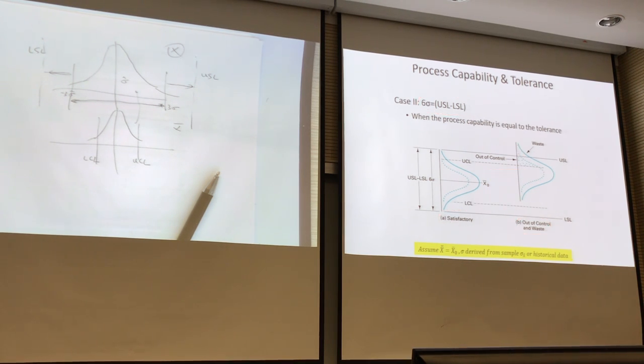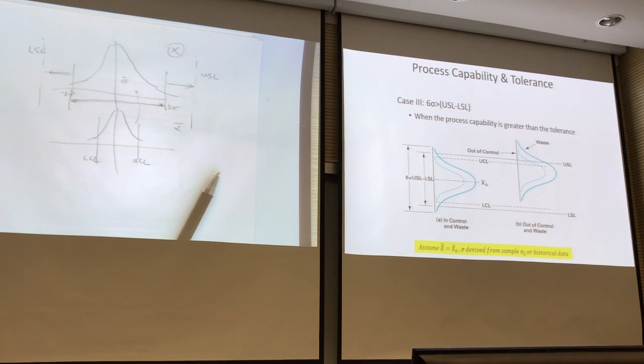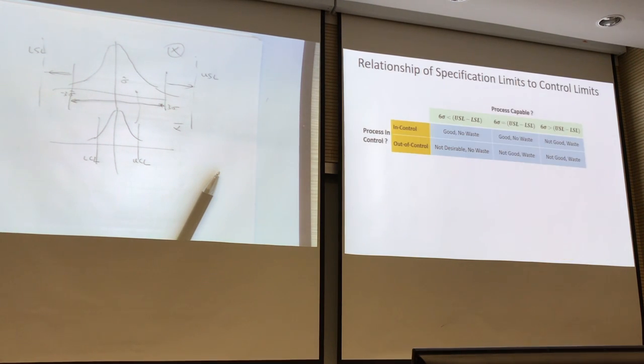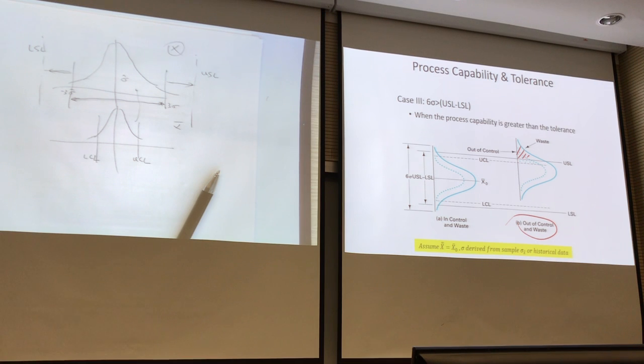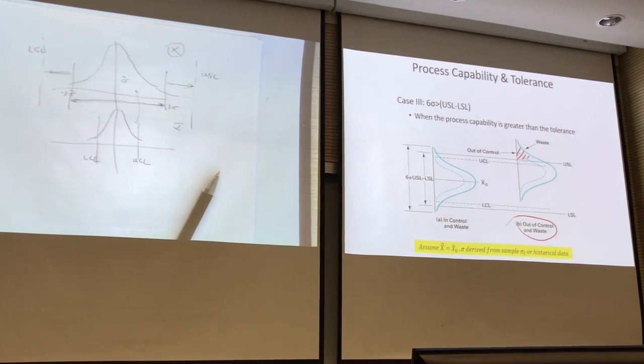Then what about the other case? This is terrible, right? Very big waste. And so this is where our problem is. So product specifications are very important, and their relationship to the process spec. So we need to know that relationship there.